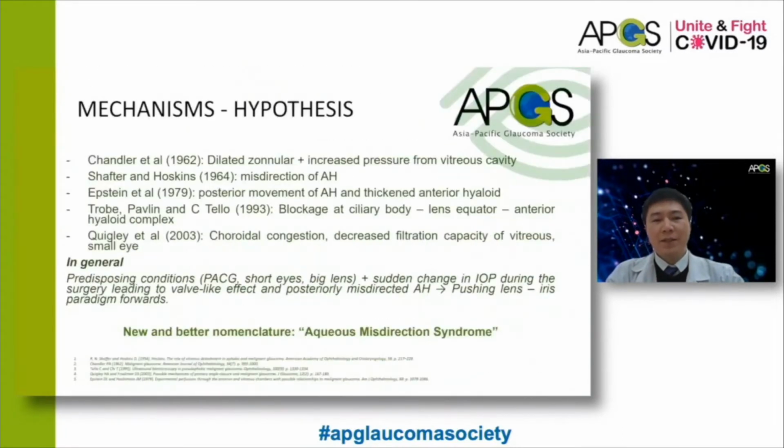In terms of mechanism, there are many hypotheses, and in general, with predisposing conditions such as primary angle closure glaucoma, short eye, and big lens, with a sudden change in IOP during the surgery, leading to a valve-like effect and posteriorly misdirected aqueous humor, and after that, pushing the lens and iris forward. So that's why the literature now came out with a newer and better nomenclature, aqueous misdirection syndrome.